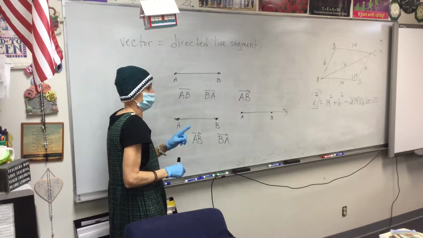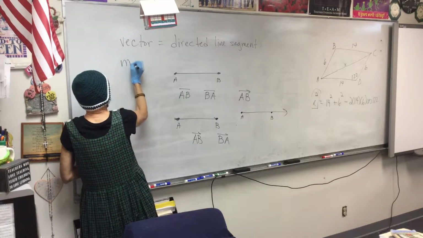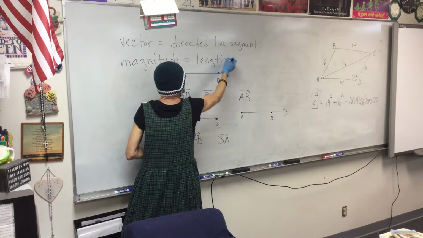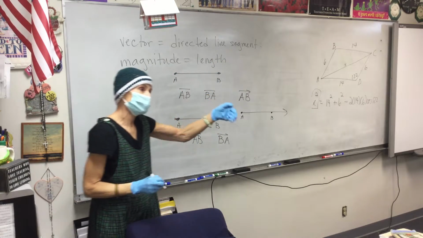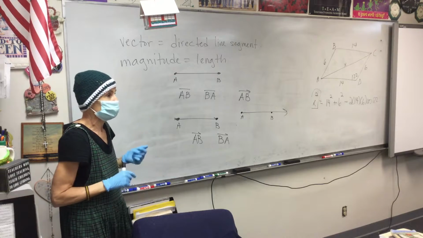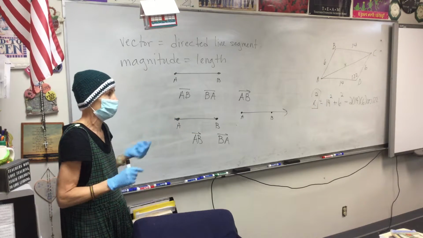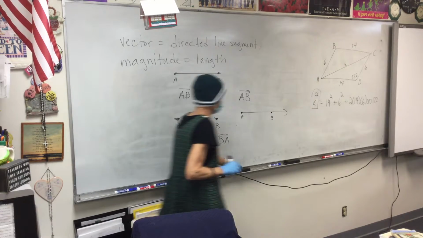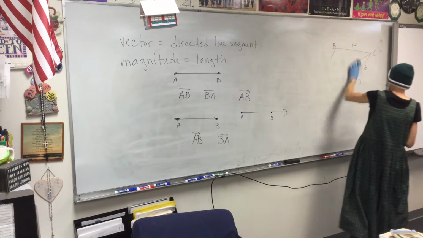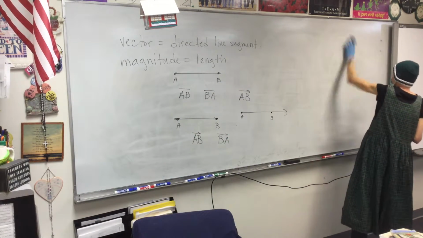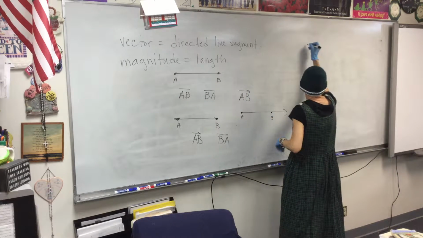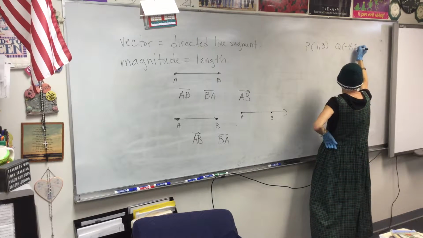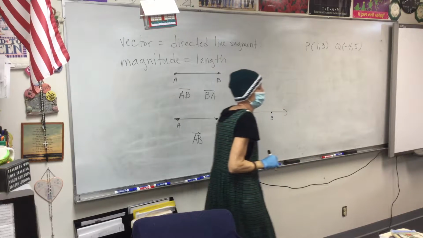Vectors have length. But in vector land, we don't call it length, we call it magnitude. So when you are asked to find the magnitude of a vector, they simply want you to tell them the length of the vector. Okay, so let's do some examples. Let's suppose that point P has coordinates 1, 3, and Q has coordinates -4, 5. All right, I'm just making these up. These are random points.